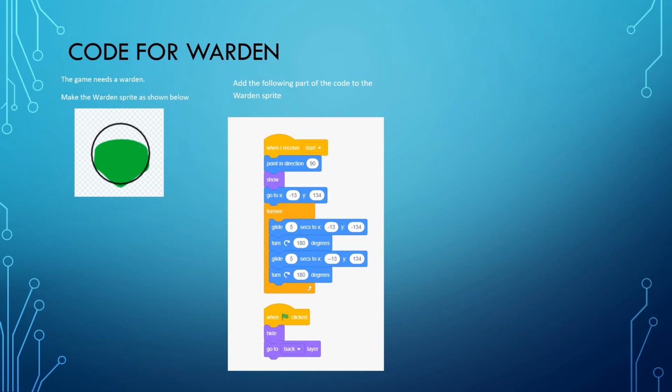Now since we have made guns, we need an enemy. So we have our jail warden. The game needs a warden. So we can make a warden sprite as shown below. Then we can add the following part of the code to the warden sprite.